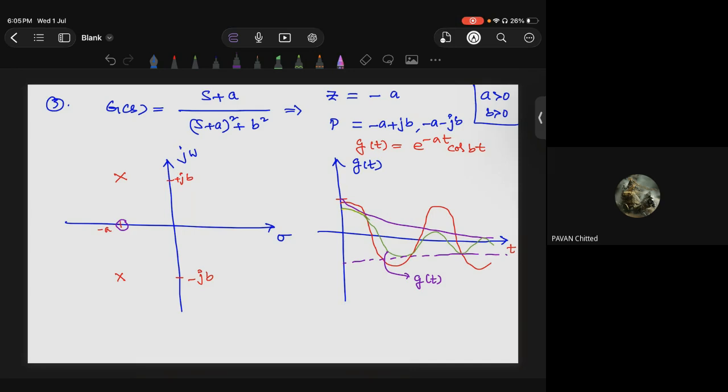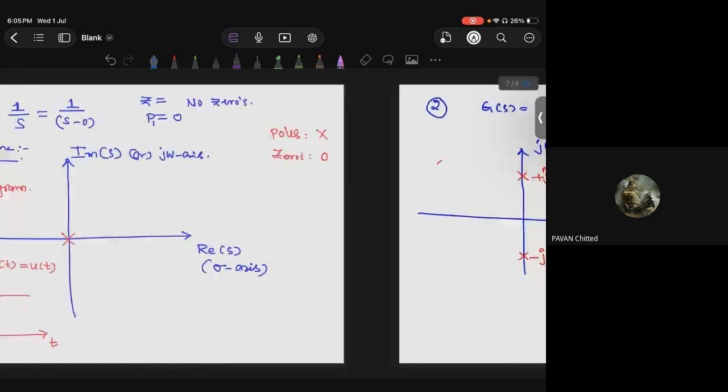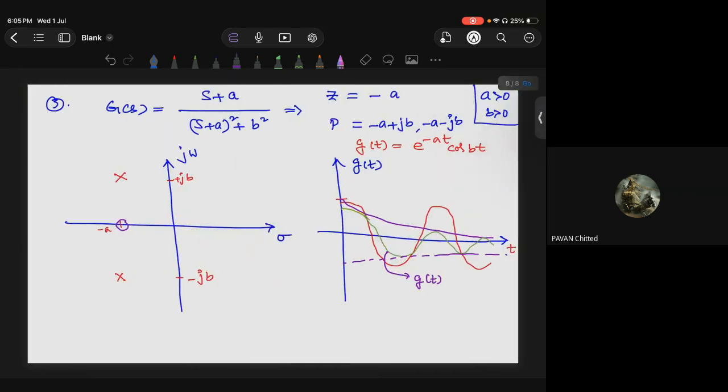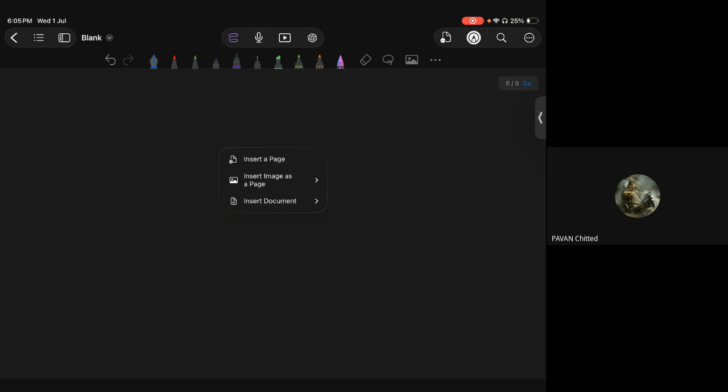Okay. Now, what is the conclusion from these three examples? Given the transfer function, you can make the numerator equal to 0 and find the zeros. You can make the denominator equal to 0 and find the poles. Then you can do the pole-zero plot. Correct? Okay, so now let us do it.